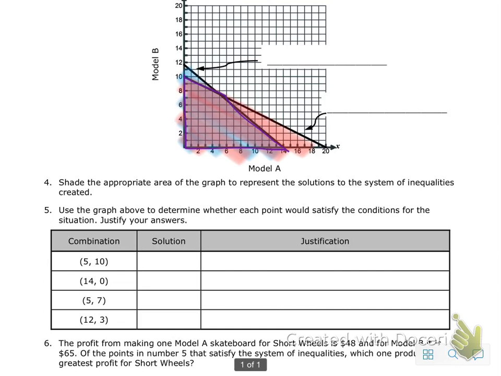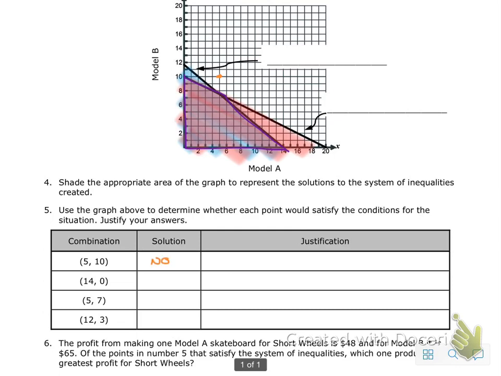5, 10. I'm going to put that in orange. And that is over 5, up 10. Is that within our purple area? Well, no, it's not. So this is not an answer. So the answer here is no.